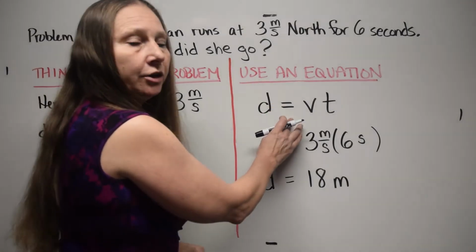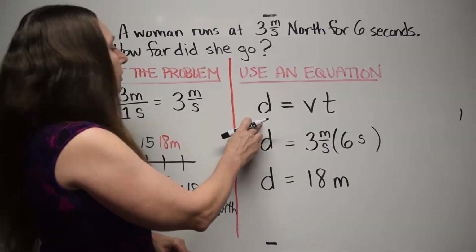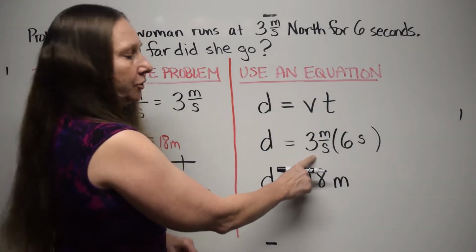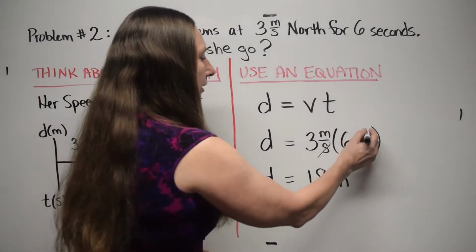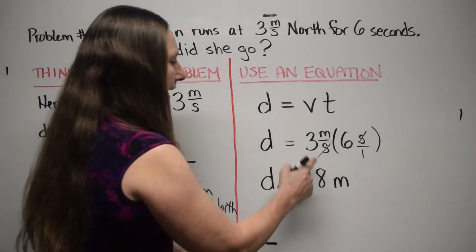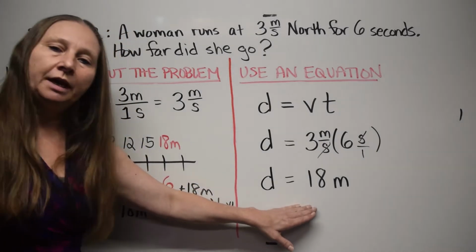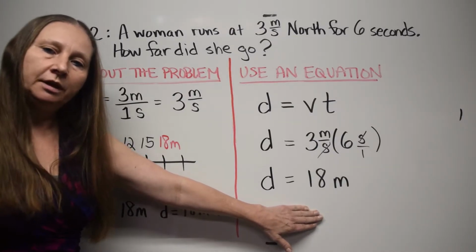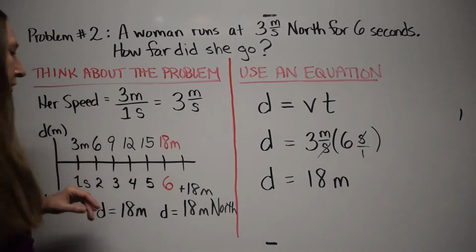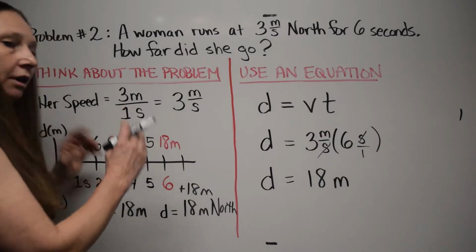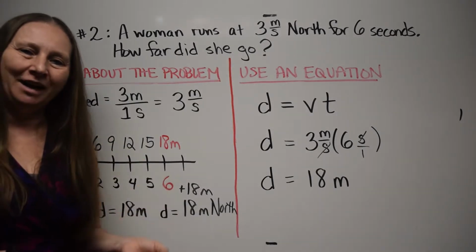So we know that the equation must be, take her speed, multiply by the time, and you will get the distance that she covered. The speed is 3 meters per second. The time is 6 seconds. Those seconds are over 1. Seconds on the bottom, seconds on top cancel out, and we're left with 18 meters. And again, the distance would be 18 meters. The displacement would be 18 meters north or positive 18 meters. Whether you think about it, use scrap paper, number line, graph, whatever, or you use an equation, you're going to get the same correct answer.